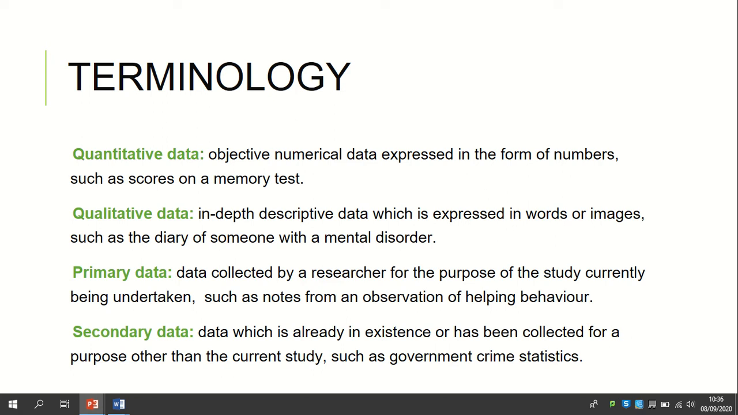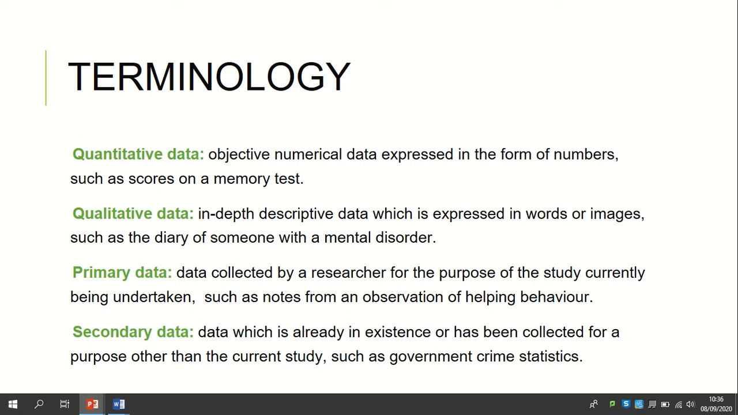Then we have two other types of data, primary and secondary. Primary data is basically data collected by a researcher for the purpose of the study currently being undertaken. For example, notes from an observation, while they're watching someone help somebody else, they're writing down what that person is doing. So primary data is data collected by the researcher themselves and not taken from any secondary source like a newspaper or something.